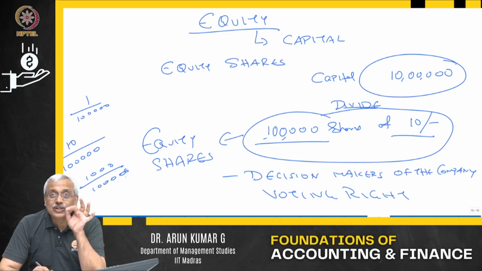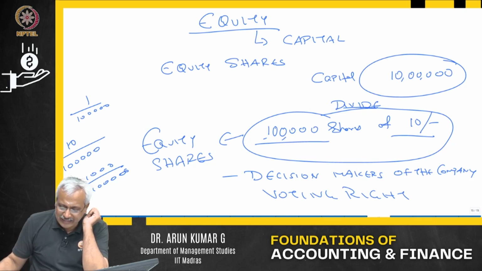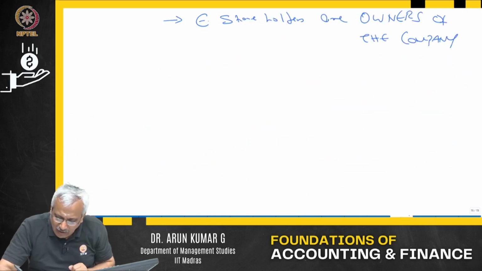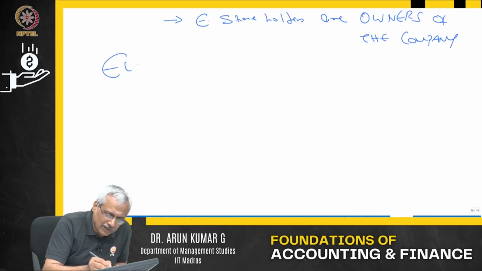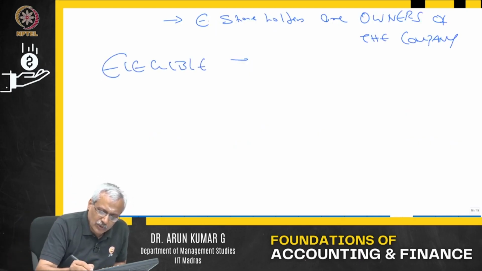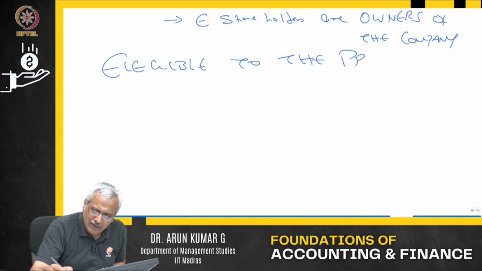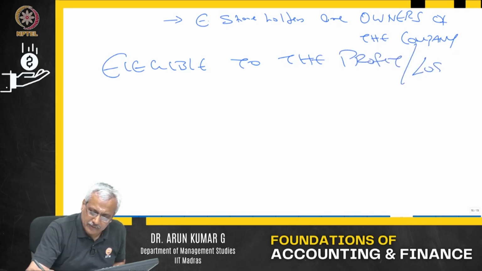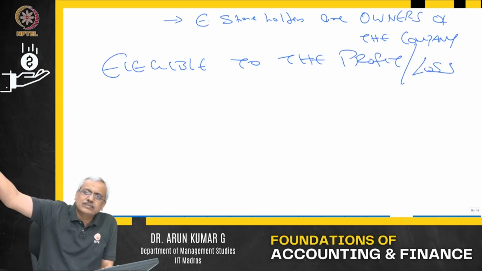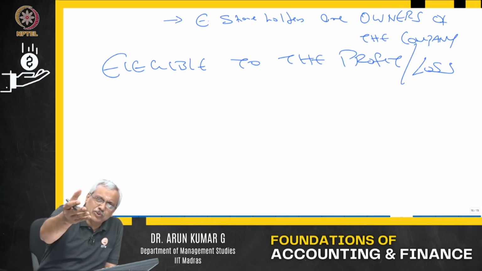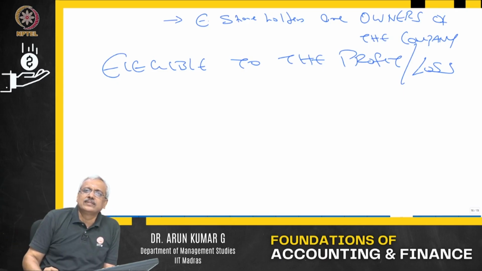That is where I will say you are the owner, you have the voting right, you get to make the decision. Once all these things are there, you are obviously also eligible to the profit or loss of the company. If you make a profit, it belongs to you, and it is distributed as dividends for your equity shares. If you make a loss, then the value of equity goes down. So that is what happens.